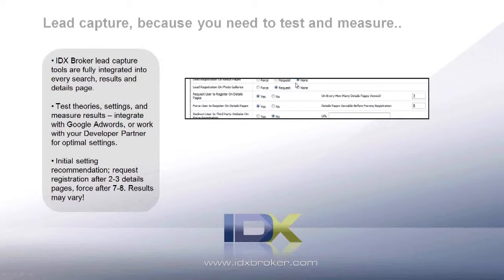The reason why this is powerful is because you can set up and test various settings. For instance, you can request sign up on photo galleries. You can request sign up on details pages. You can then force on details pages, and we have some settings that we recommend here. For instance, request registration after 2 to 3 details pages, forced after 7 to 8. And again, results may vary, but you would want to test.